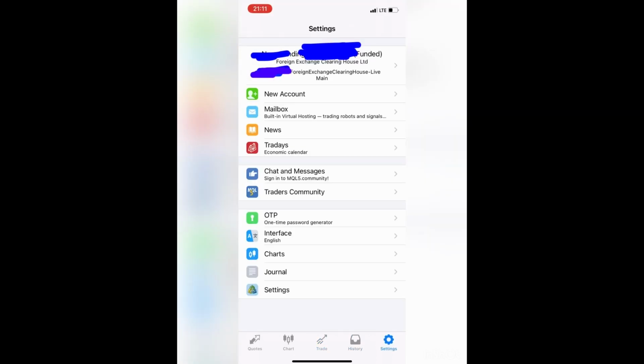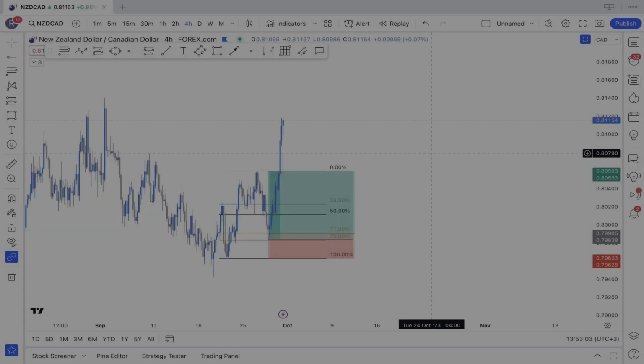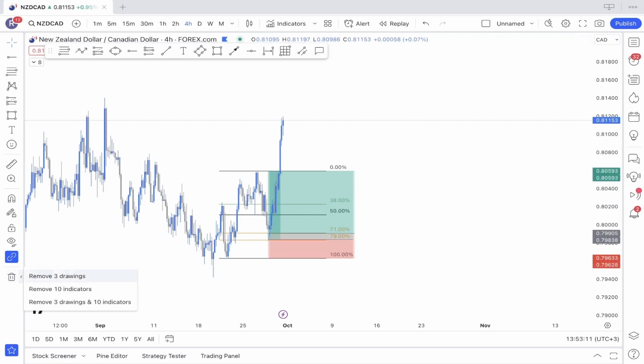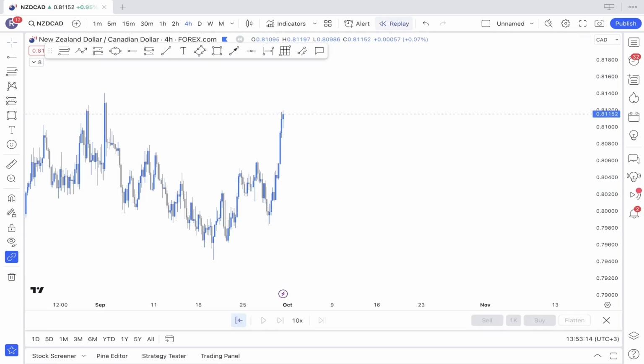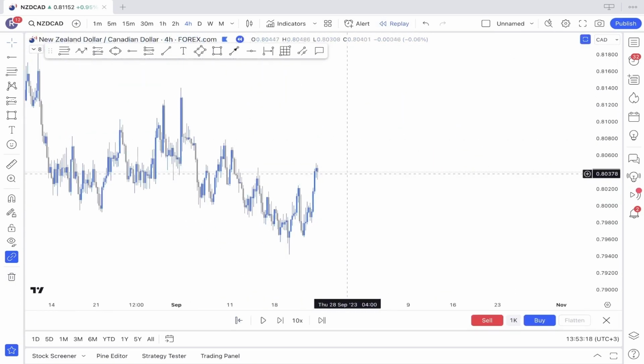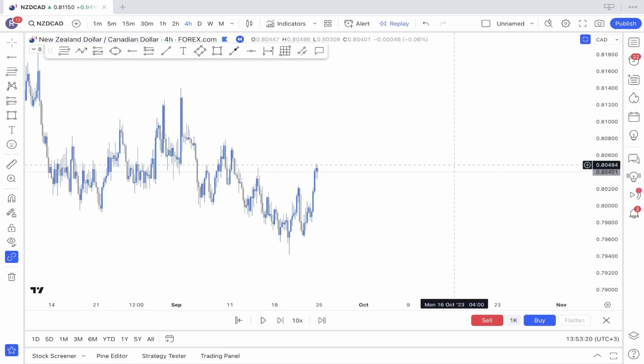So now I assume that you've already seen those, and we can go ahead and discuss why I took this trade. What better way to do it than deleting all the drawings and using the bar replay, explaining to y'all step by step my thought process. So this is when I was like, okay, we might have a buy limit opportunity on NZD-CAD.